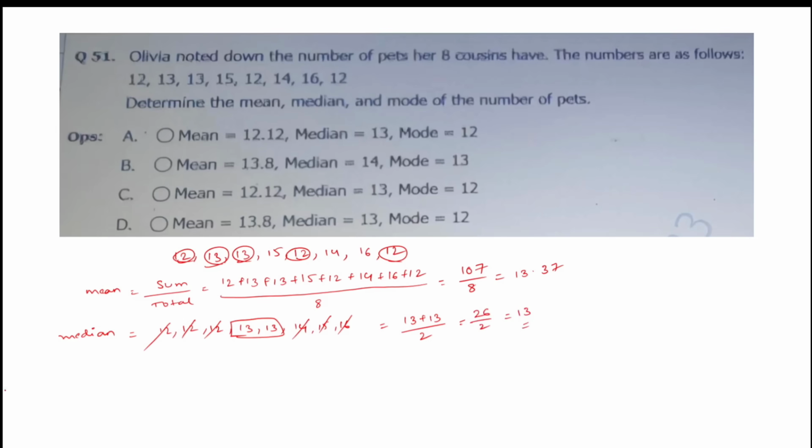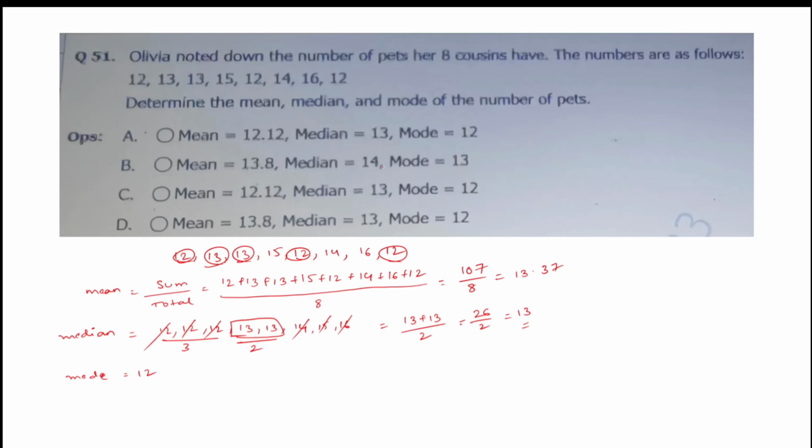And finally, we need to calculate the mode. Mode is nothing but the value which is repeated more times. So here we can see that 12 is repeated 3 times and 13 is repeated 2 times. So 12 is repeated more times. So that's the reason the mode is 12. So like this, we have all three values: the mean is 13.37, median is 13 and mode is 12.